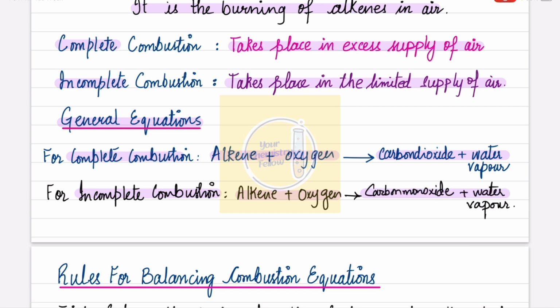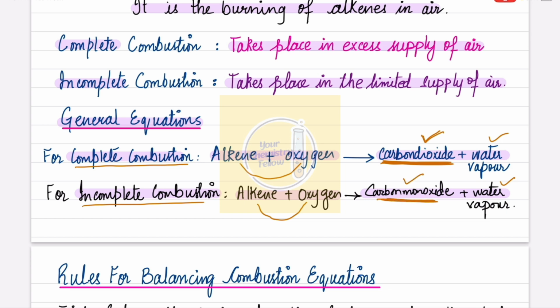Now note down the important point here that in complete combustion, alkenes burn in oxygen to form carbon dioxide. Carbon dioxide is formed here due to the excess supply of oxygen. Whereas in incomplete combustion, alkenes burn in the limited supply of oxygen to form carbon monoxide. Water vapors is the common product in both types of combustion, but for complete combustion, due to excess supply, carbon dioxide is formed, whereas in incomplete combustion, due to limited supply of oxygen, carbon monoxide is formed as one of the products.